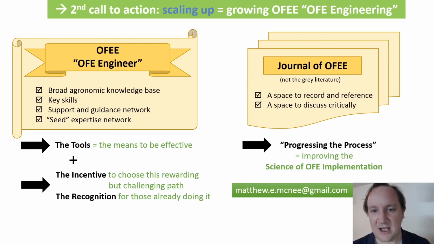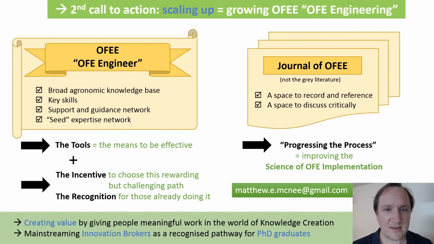In conjunction with this, we also need a space where our learnings are collected, a space to record and reference, a space to discuss critically. A lot of this resides in the grey literature and never makes it into agronomic publications. And so what we see here is a journal that is going to help progress the process. It's going to improve the science of OFE implementation. The second call for action is essentially about creating value by giving people meaningful work in the world of knowledge creation. It is about mainstreaming innovation brokers as a recognised pathway to PhD graduates.